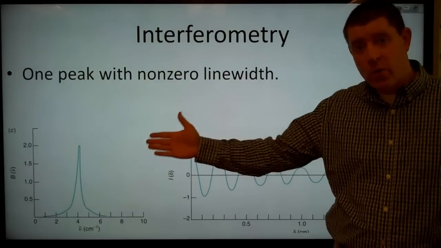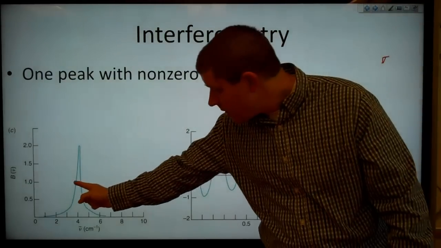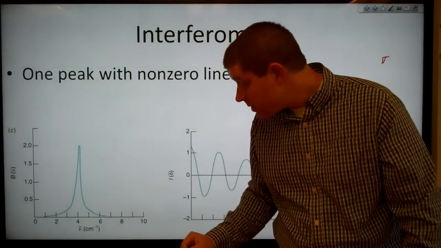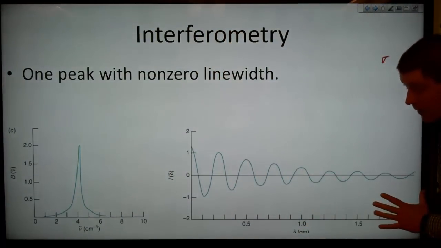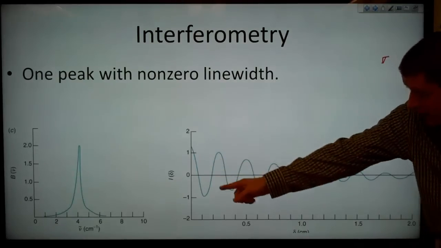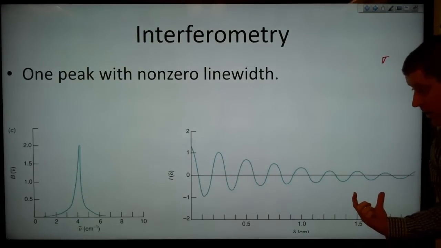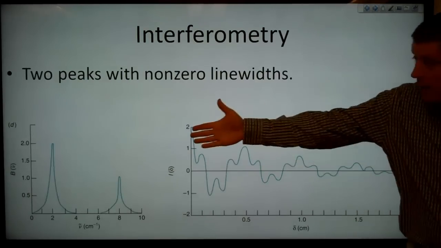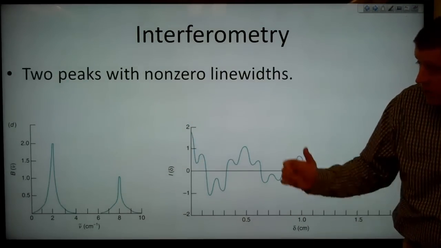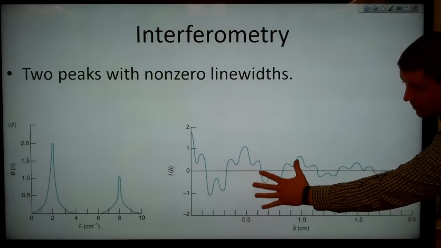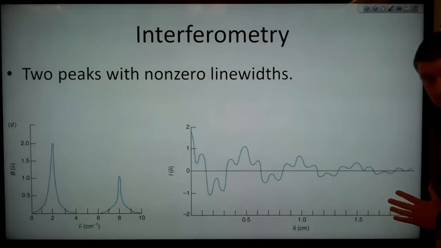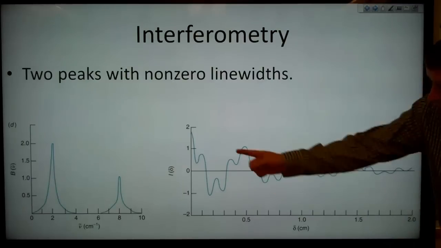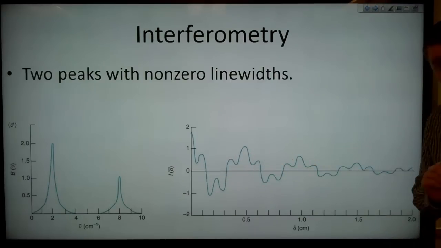So here we have one peak with a non-zero line width. You can see we've got some finite line width there that isn't 0. And then over here in the interferogram, you can see we've got an oscillating interferogram, but it's trending to 0 at higher retardations. Here we have 2 peaks with non-zero line widths and 2 different intensities, and so you can see now we've got our interferogram again oscillating back and forth, trending towards 0. But also now you can see we've got 2 waves with different frequencies superimposed there.